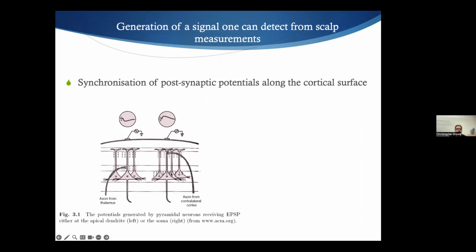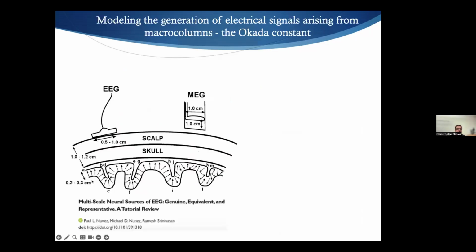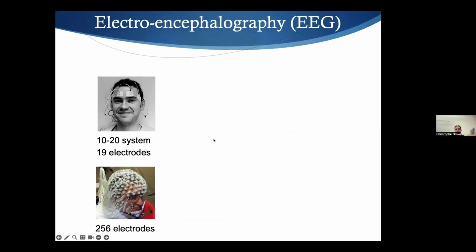And yeah, so this is just summarizing here. So this is the main activity. We have our current dipoles perpendicular to it, and we're going to record EEG or MEG. So let's look at some signal here.